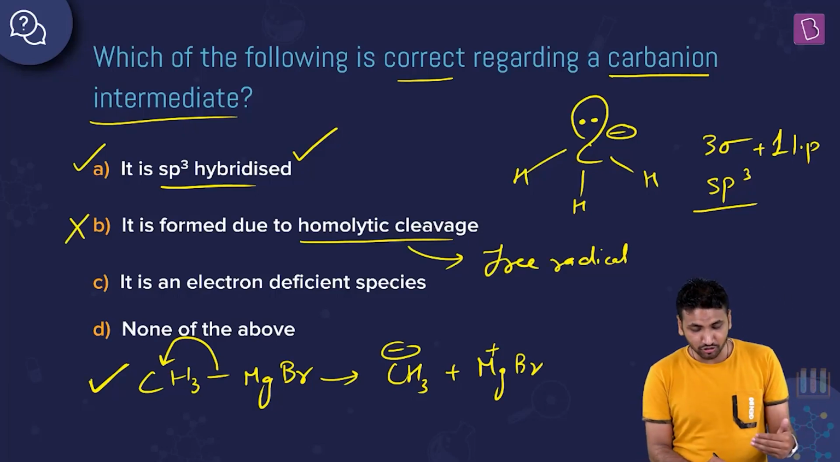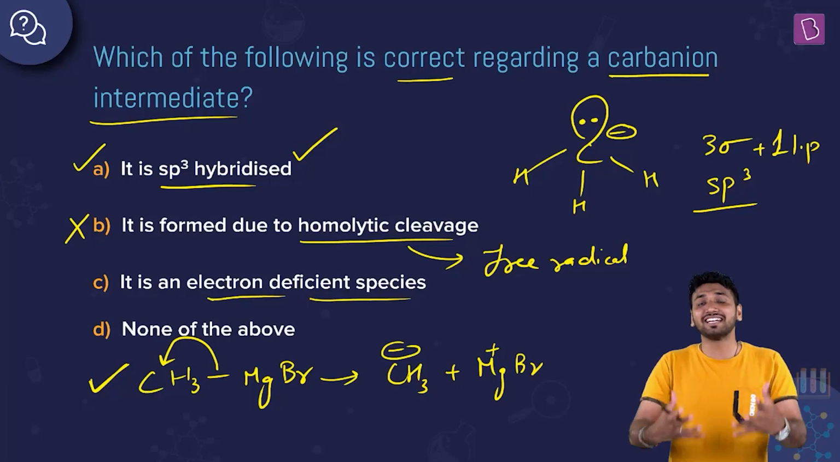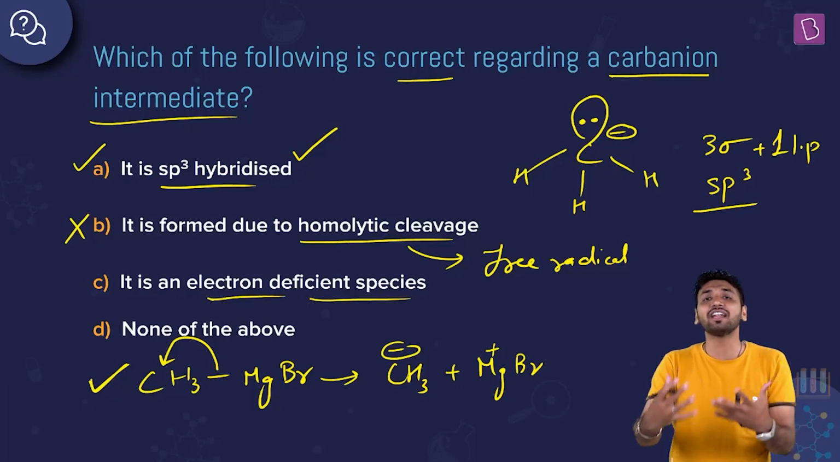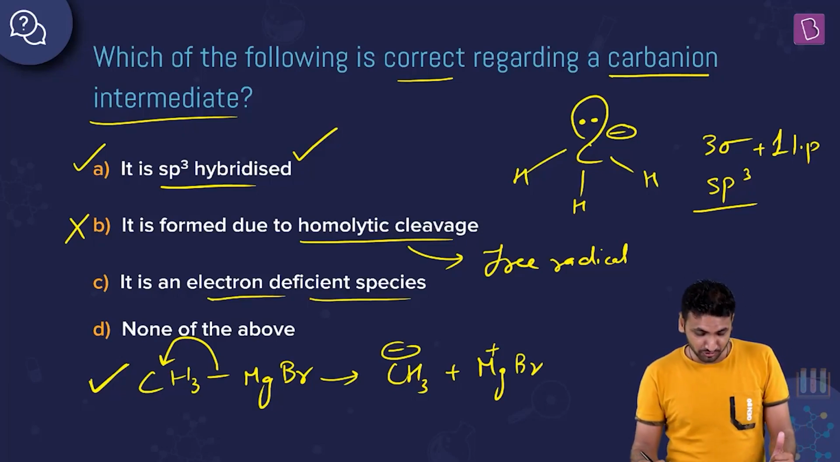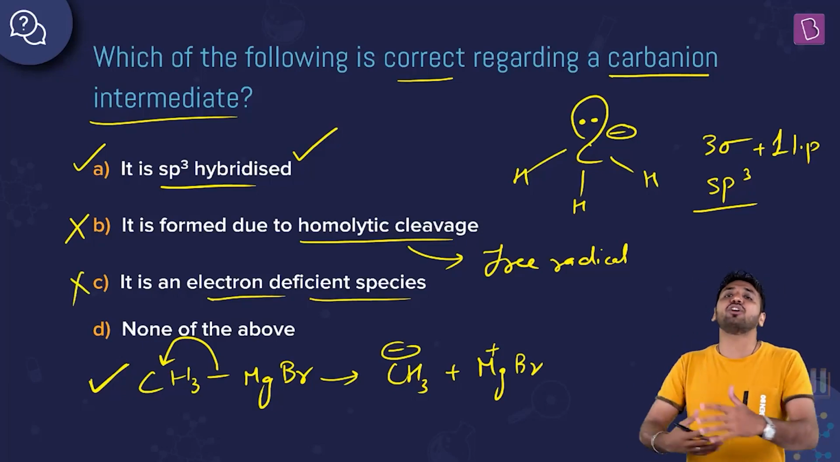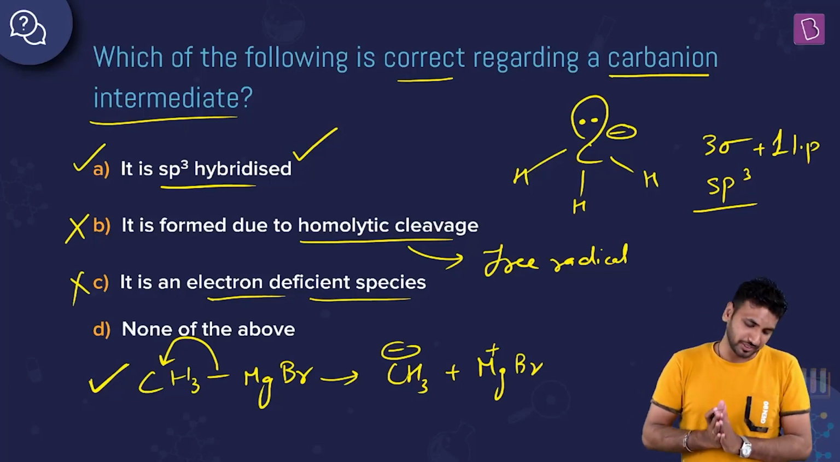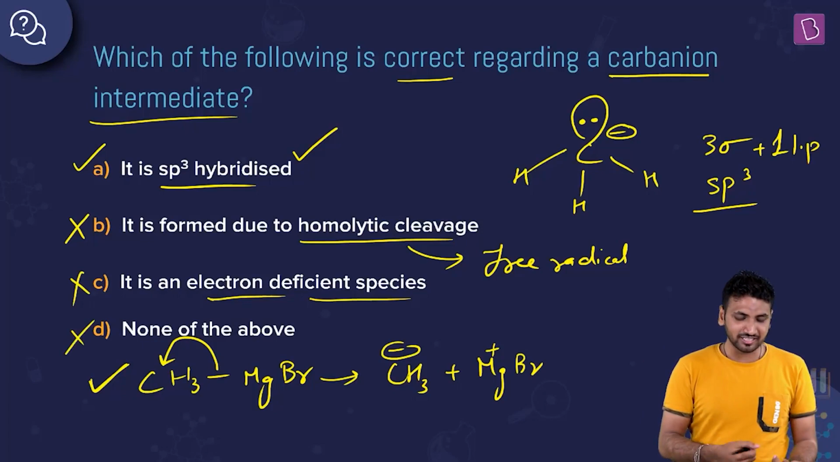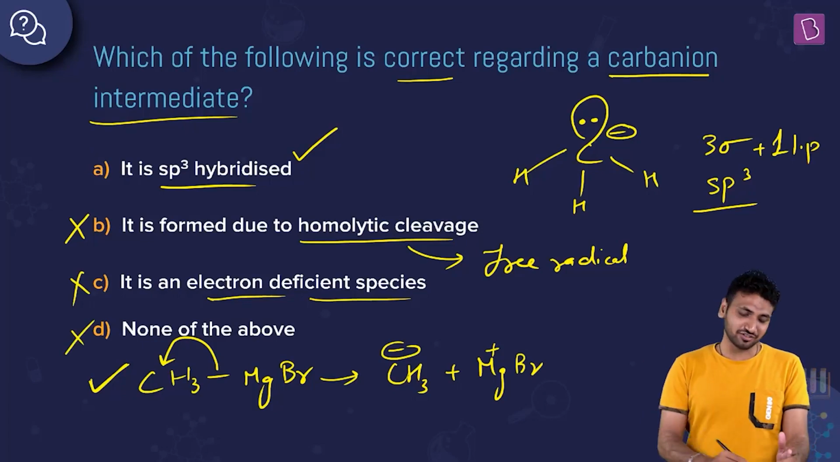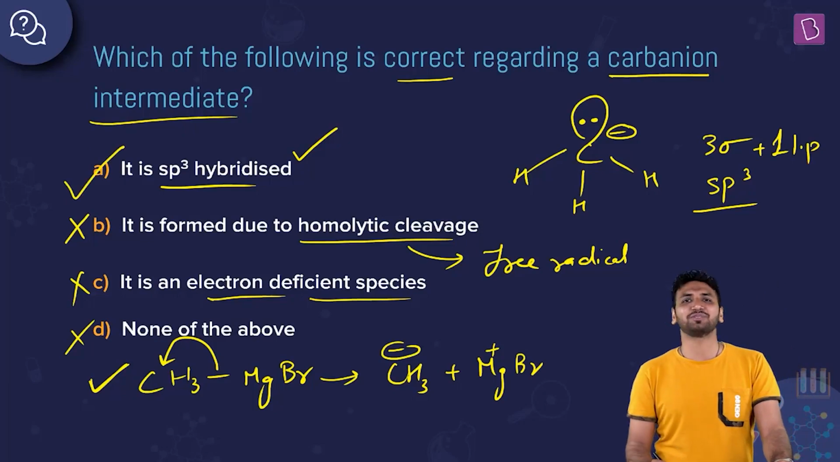It is an electron deficient species. Something with a lone pair, something with a negative charge is a highly electron rich species, right? So this is also incorrect. This is not electron deficient. CH3 minus, or in general carbanions, are electron rich species. Okay, none of the above is obviously not correct. So yes, A for Australia is going to be the right answer to this question. And with that, we close this question. Thank you.